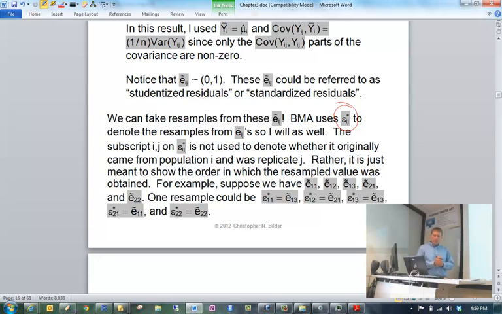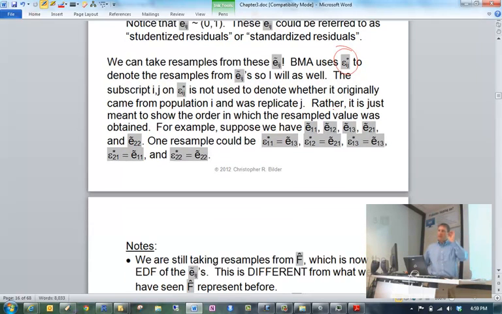So what this means is that I'm going to simply take resamples from all the E tildes, without respect to whether this E tilde is from population 1, population 2, or population 3. I don't care. I'm going to just randomly resample these E tildes. For example, and this can often be confusing for students with respect to the notation.